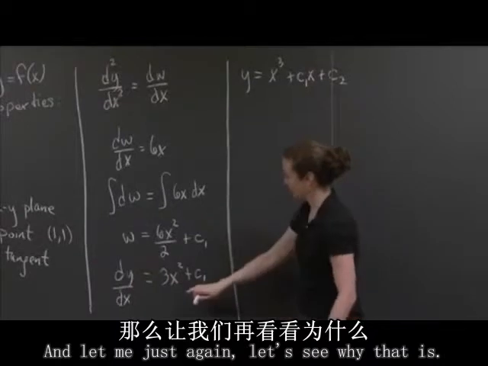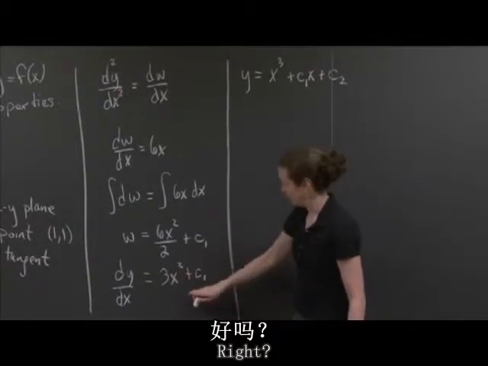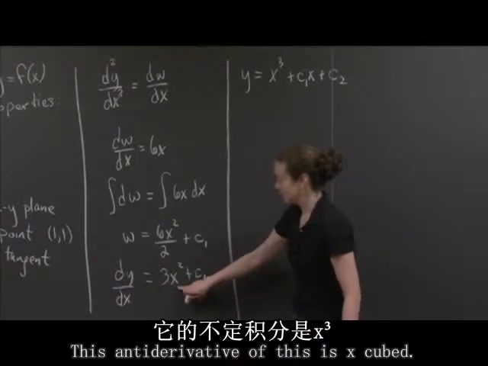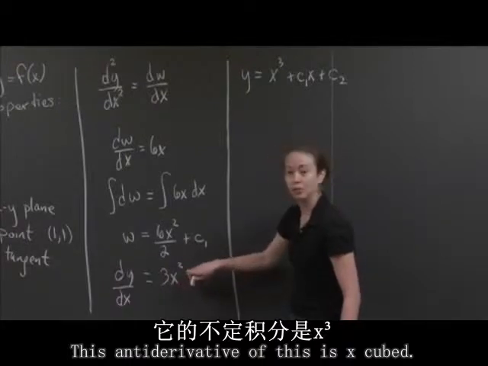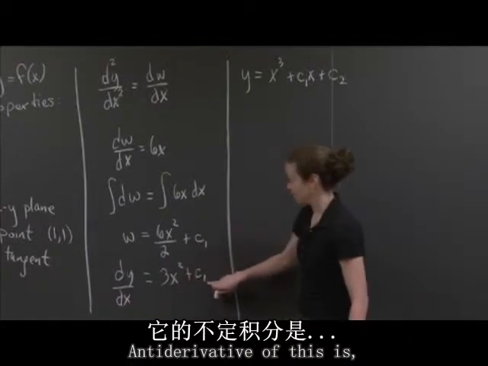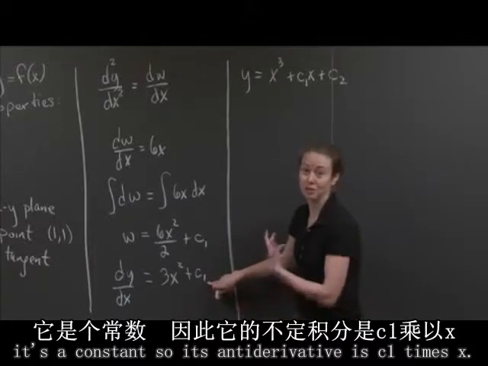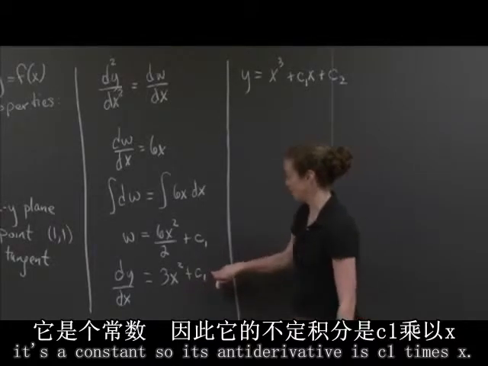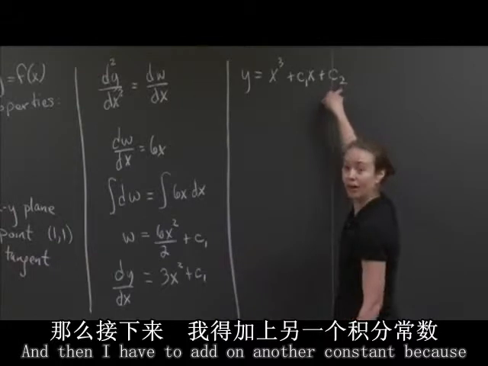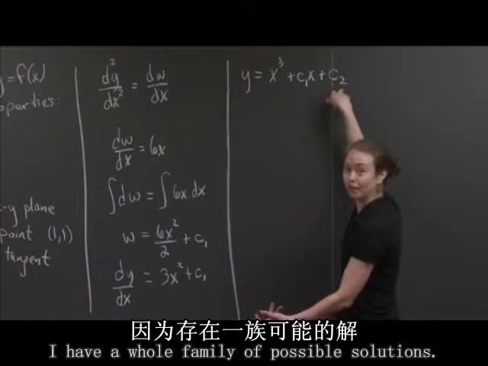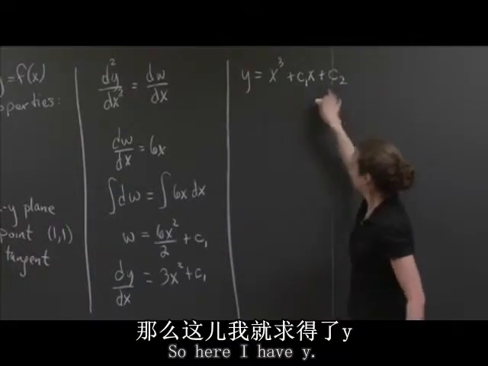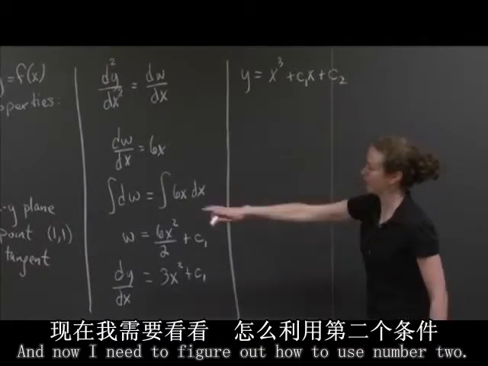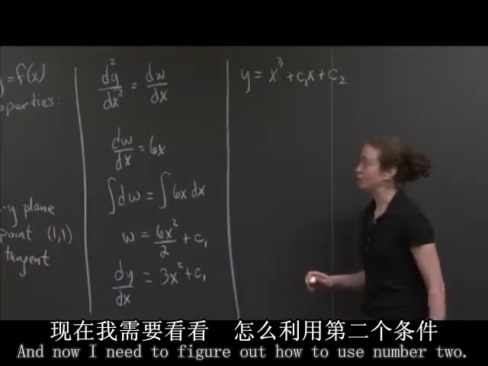And let me just, again, let's see why that is. Right, the antiderivative of this is x cubed. The antiderivative of this, it's a constant, so its antiderivative is c1 times x. And then I have to add on another constant because I have a whole family of possible solutions. So here I have y, and now I need to figure out how to use number 2.